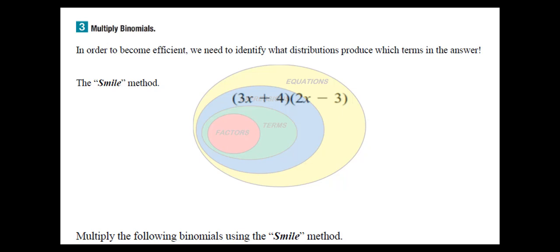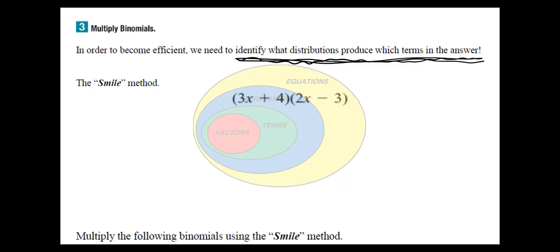All right, multiplying binomials. So we've already done some multiplication of polynomials, and we do distribute term by term. But multiplying binomials is a very important skill that we use to solve equations and simplify expressions and so on. And to get good at it, we basically want to identify what distributions produce which terms in the answer. So this is the key.